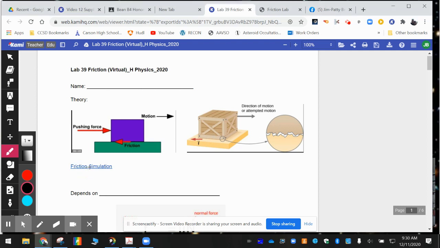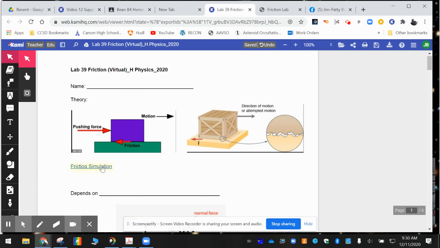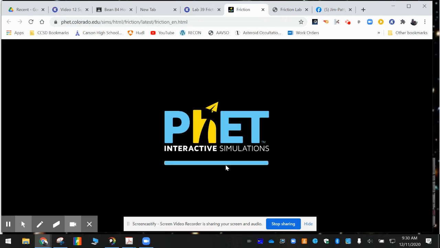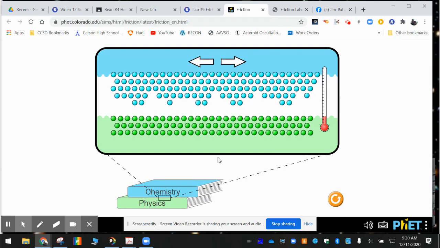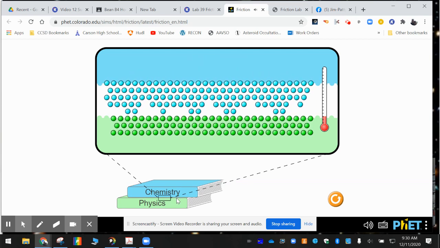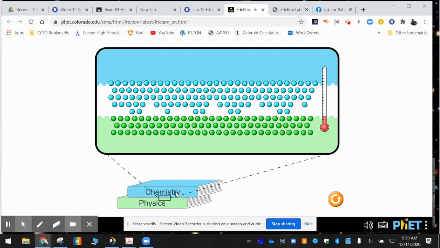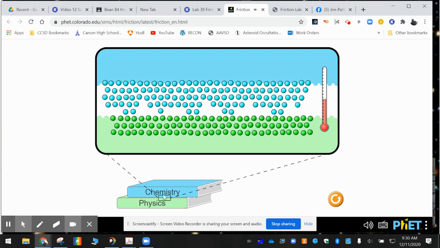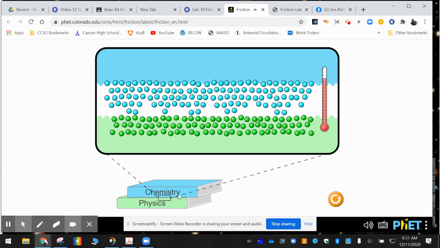Let me go ahead and click on this simulation here, and we'll take a look at this. Here we have two surfaces, chemistry and physics. So we have a book here. I'm going to put the book closer, and notice there's a thermometer here. Now this is like rubbing your hands together. It produces heat or kinetic energy. So I'm rubbing back and forth, and notice you have heat being generated.